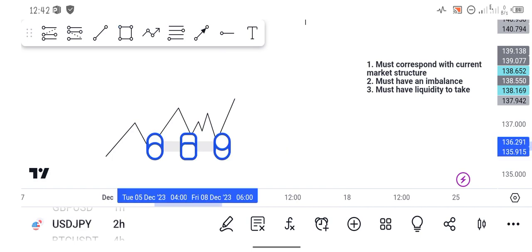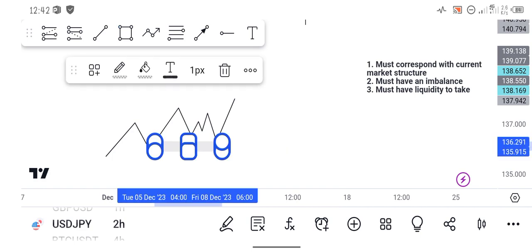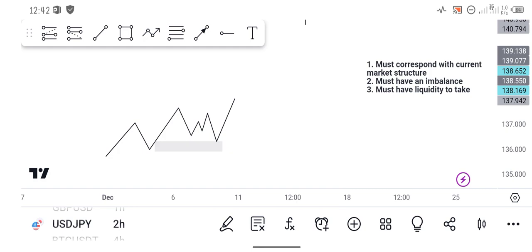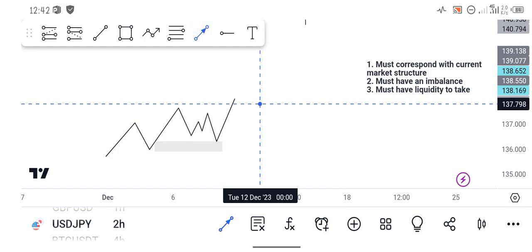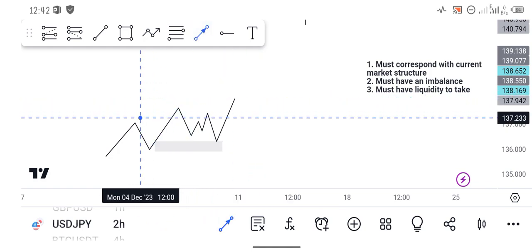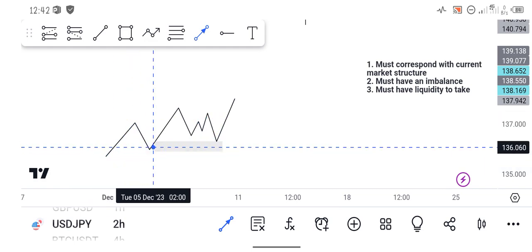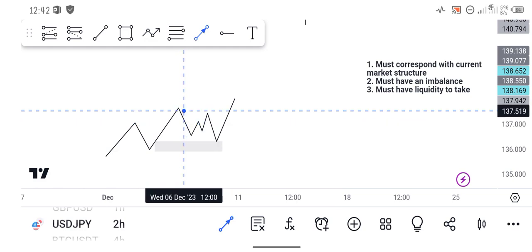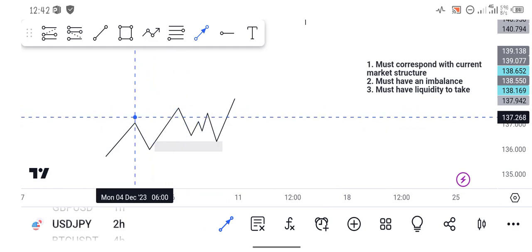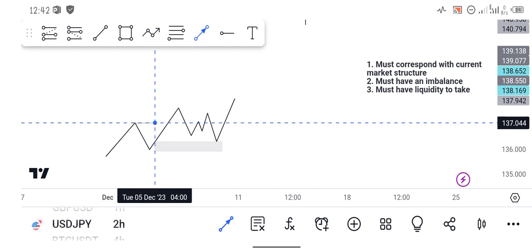With this drawing, I'll be showing you the three criteria needed for selecting a valid order block. Initially, the first was that it must correspond with the current market structure. It must be doing one of two things: either it breaks structure or it changes character. Here, price was in an uptrend, came to this recent higher high, and went ahead to break the structure. At this point, we knew that price was coming back for a reversal.